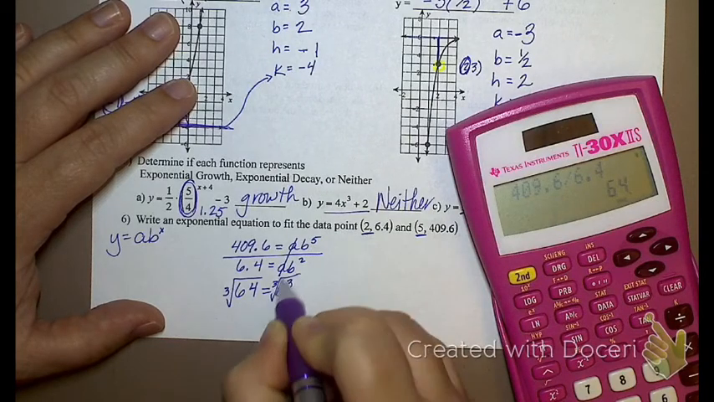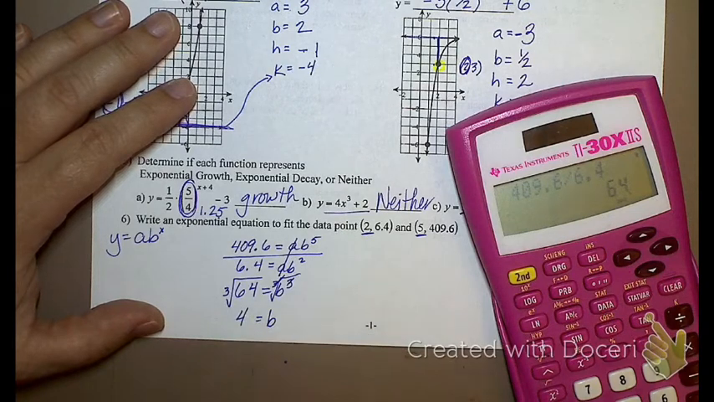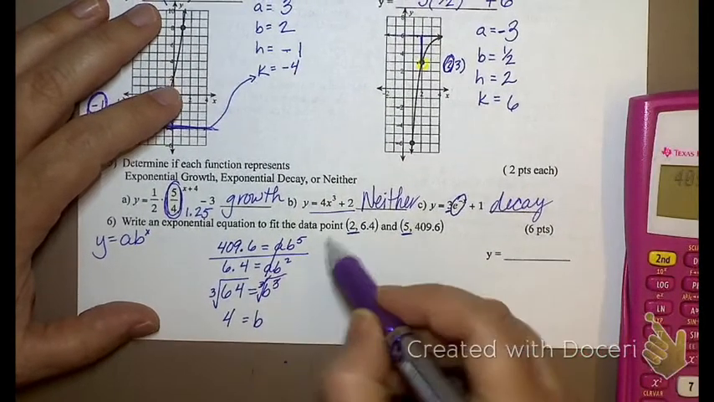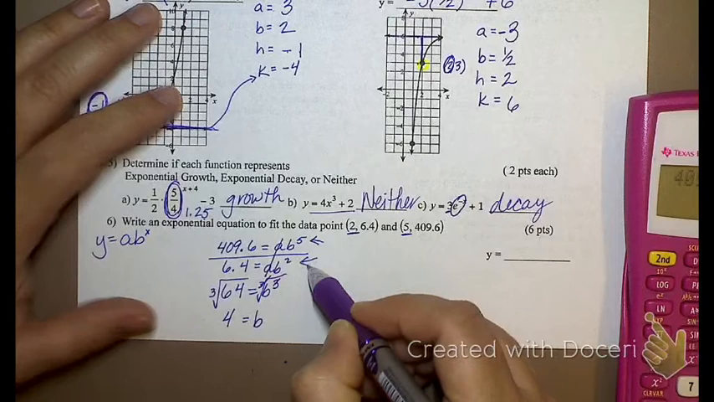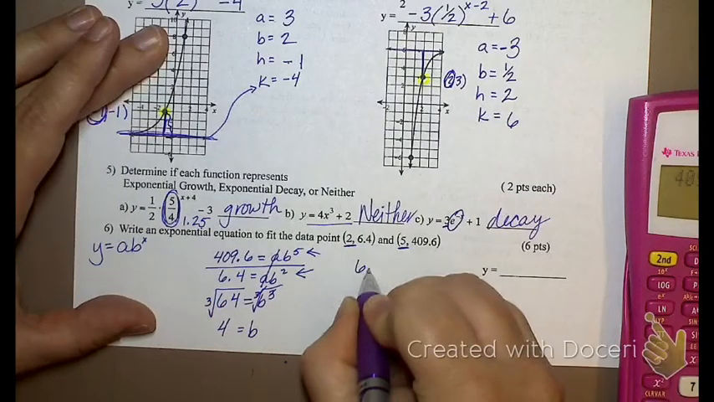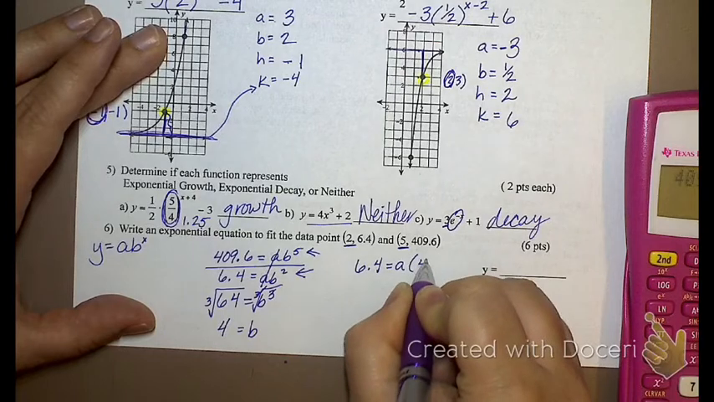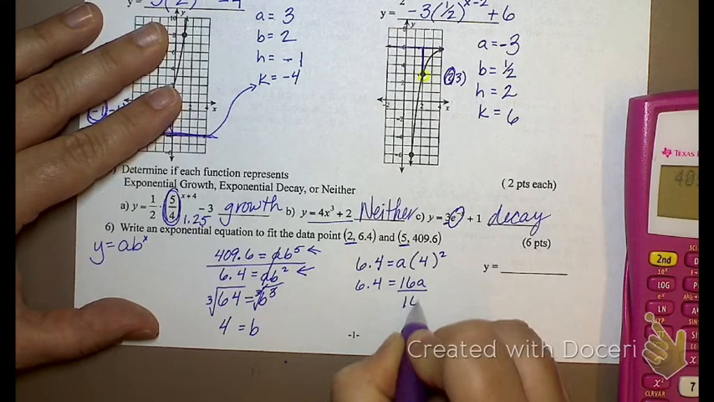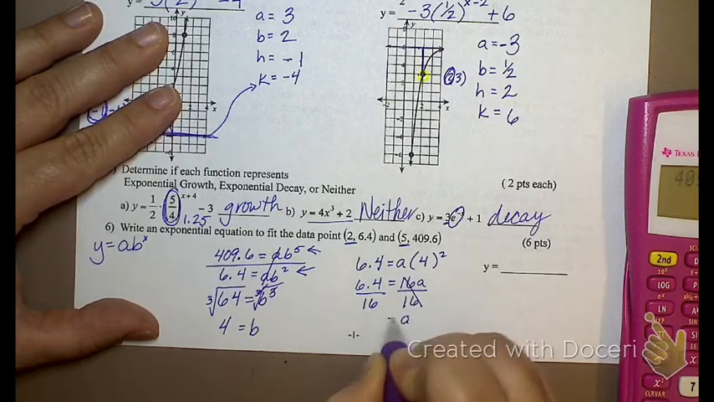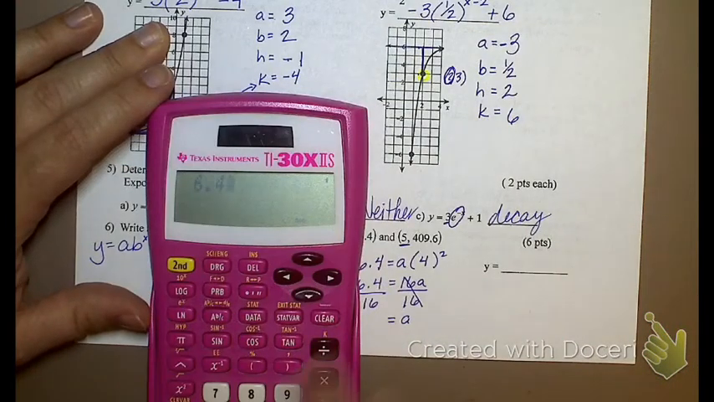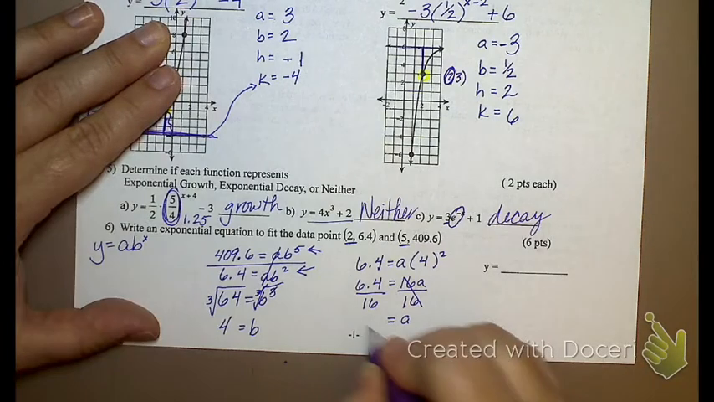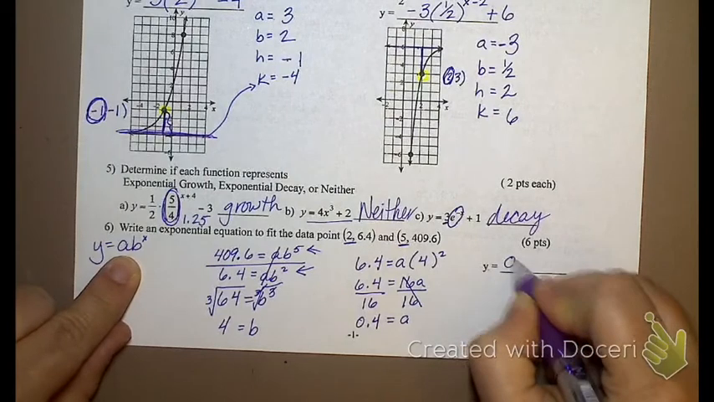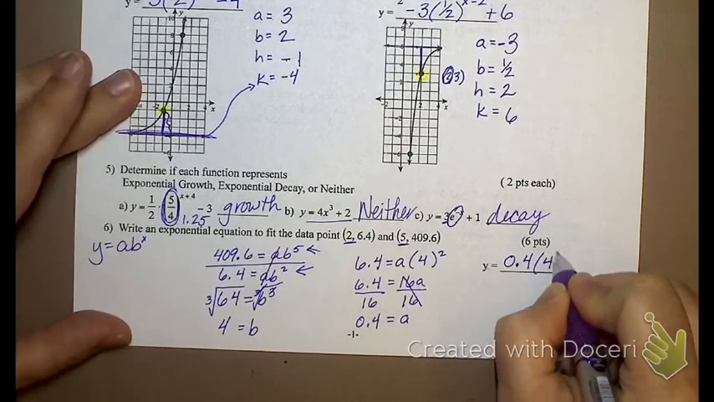What's the cube root of 64? 4. Okay. What else do I need to find? I now need to find a. So I'm going to take this b value and plug it into either that equation or that one. I'm going to choose the bottom one because it's got smaller numbers. So 6.4 is equal to a times 4 squared, or 6.4 equals 16a. Divide by 16, and a equals 6.4 divided by 16, which is 0.4. So plugging this all into that equation, y equals a times b to the x.